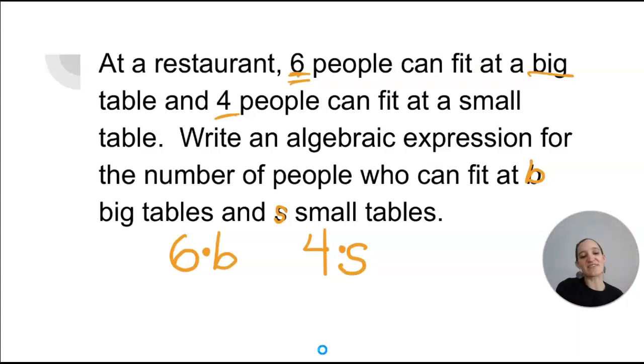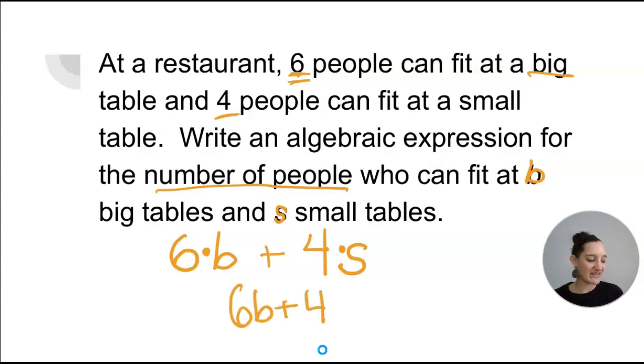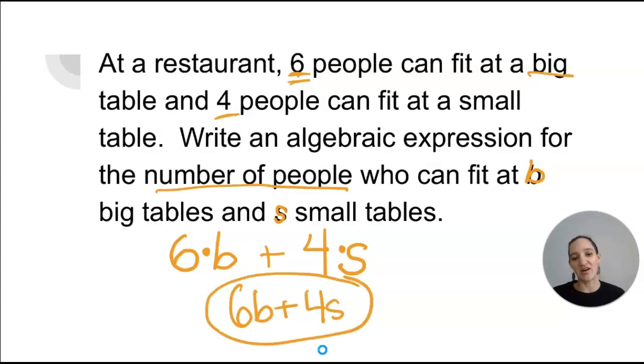4 times S will tell us how many people can fit on the small tables. So then what do we do with the big tables and the small tables to find the number of people who can fit on both of those? Well, let's add them together. Once we add the big tables and the small tables, we will get our total amount of who can fit on all of the tables.